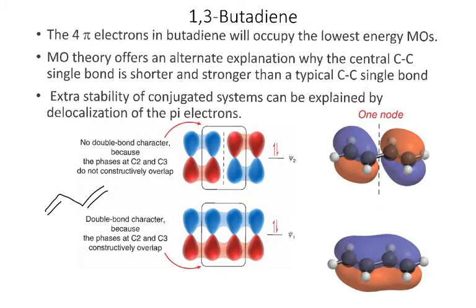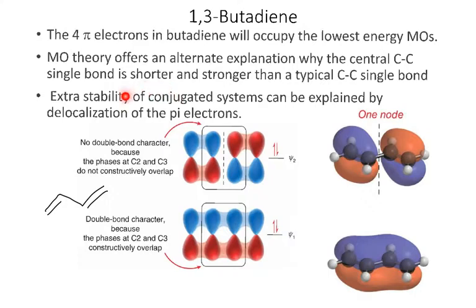Molecular orbital theory gives us an alternate explanation. In this lowest molecular orbital, there is double bond character between carbons 2 and 3, right? There's no double bond character in the second lowest molecular orbital, but because of this increased double bond character in the overall molecular orbital electron configuration, that contributes to the shortening of this bond, because we know that double bonds are shorter than single bonds.